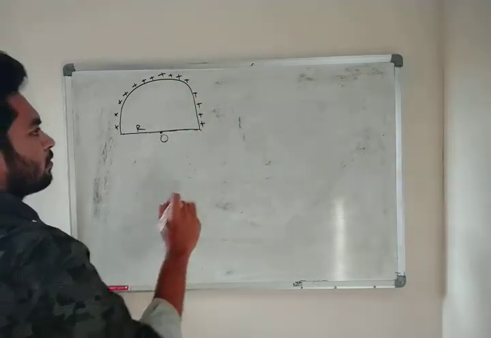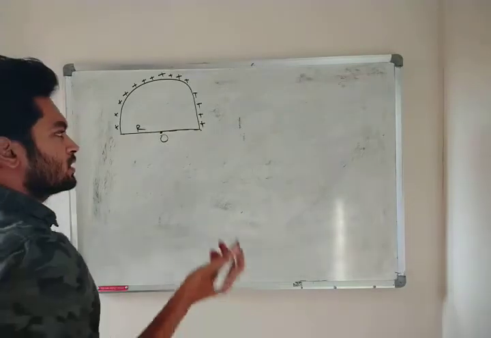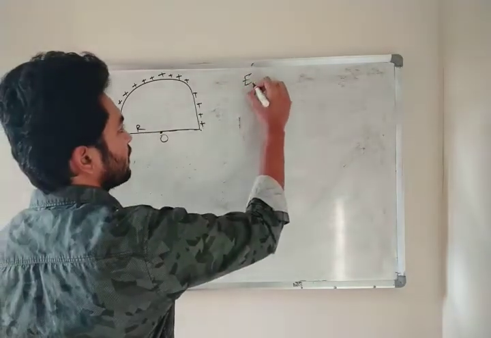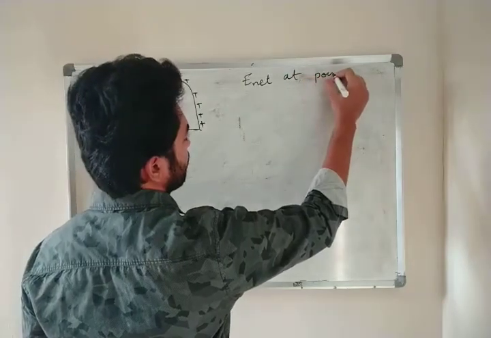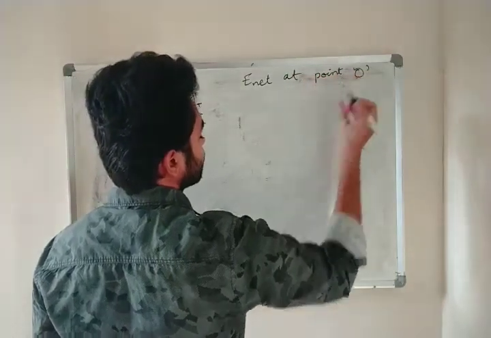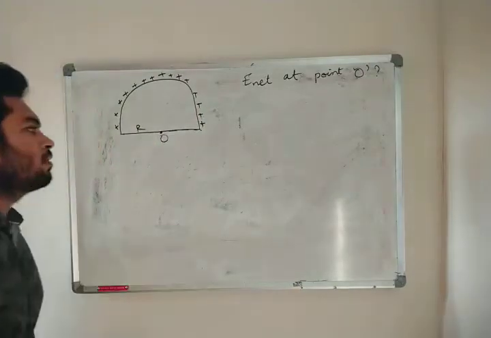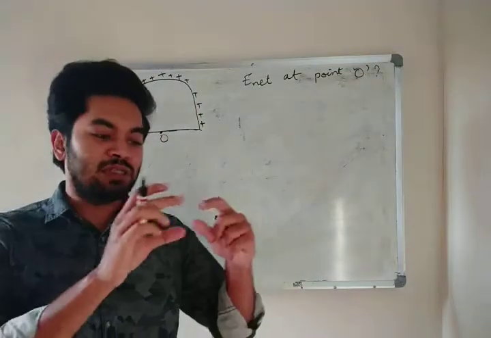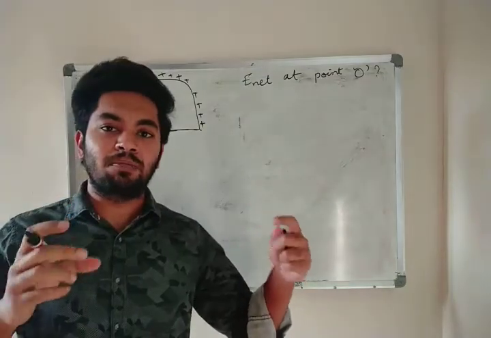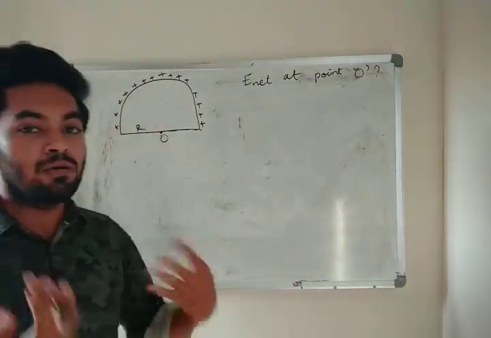Right. Now what is the question? I want E net, the electric field at point O, which is the center. Now how to proceed with this? Before, the condition was just a rectangular rod, but now it is a semicircle.